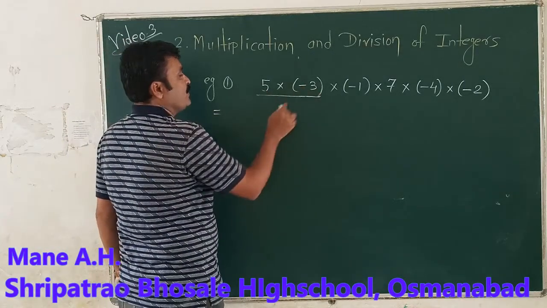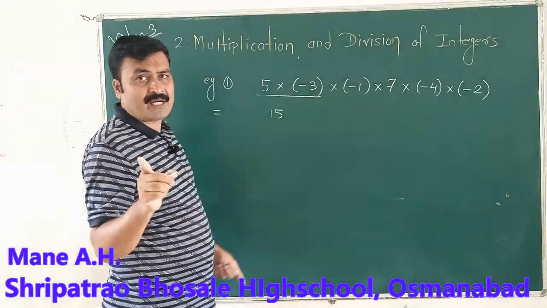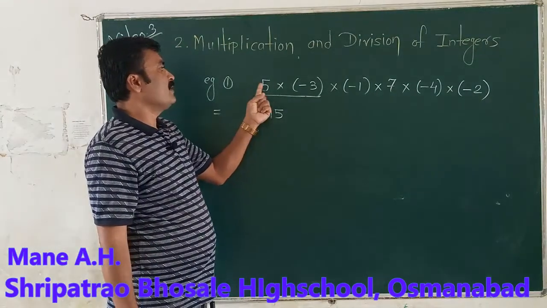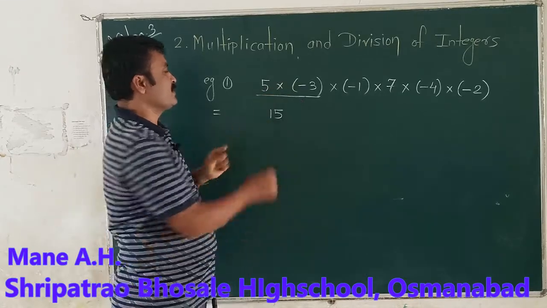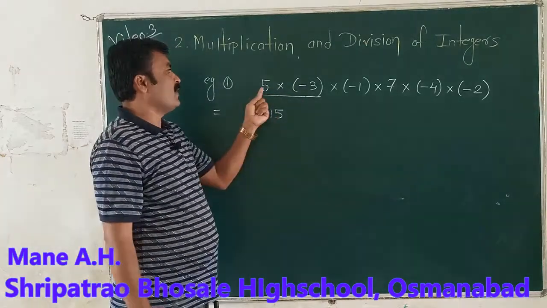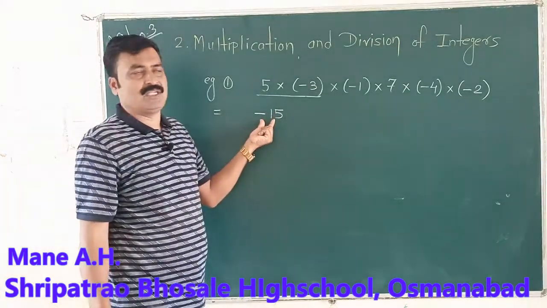5 threes are 15. With respect to the most important part, the signs multiplication: this is plus into minus. According to the rule, a minus sign comes. That means 5 into minus 3, we get minus 15 here.